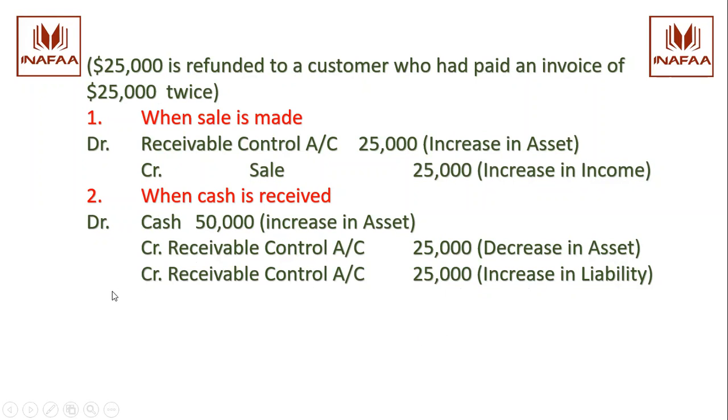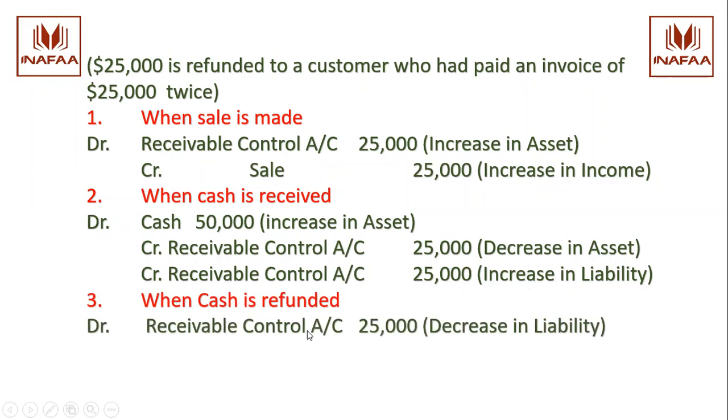We will decrease our liability. Which liability have we created? When the cash is refunded, we will debit receivable control account 25,000 as a decrease in liability. You know, until now, whenever we have debited the receivable control account, that was due to increase in asset. But this is one exception, when we are debit receivable control account because a liability has been decreased. Why has a liability been decreased? Because a liability was created in the same account before. So we will pay cash and credit cash $25,000 as a decrease in asset and debit receivable control account $25,000.